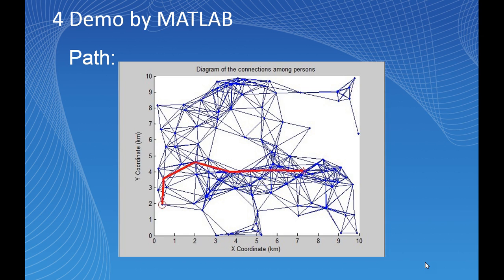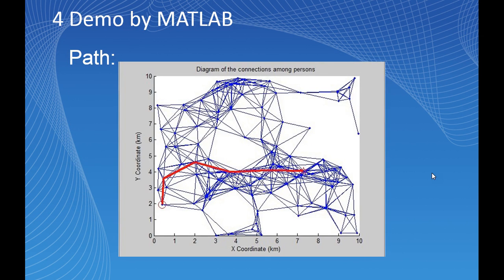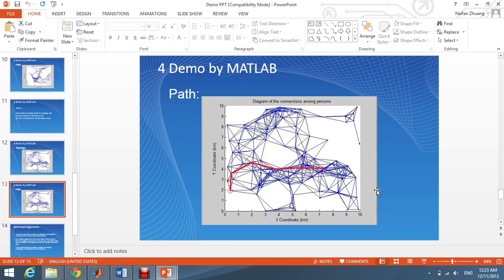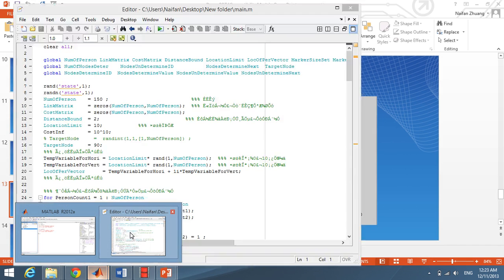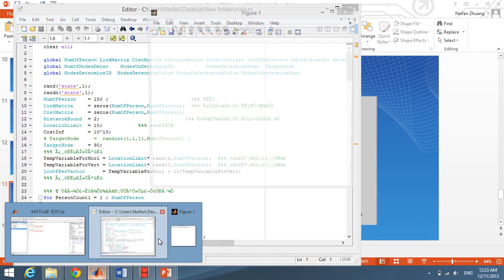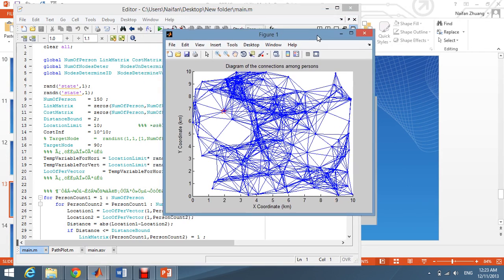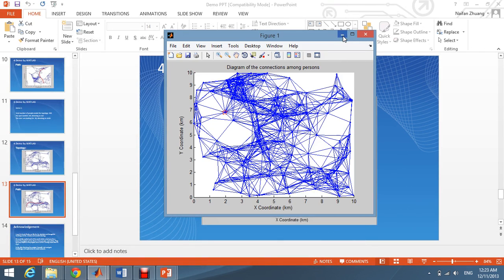Okay, so I will also just run MATLAB to demonstrate. This is the main function, and then you can see you'll get a figure here. Here I use number 150. If you want to count the number, it's definitely no more than 6. Okay, I won't show the path picture this time.